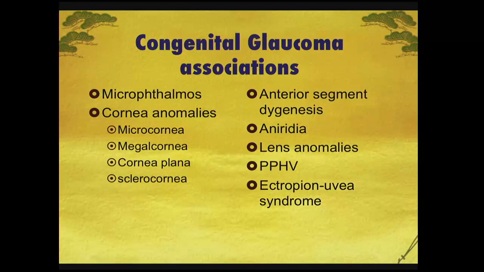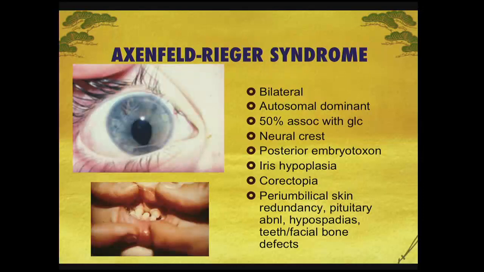Many syndromes of the eye are associated with glaucoma, which makes sense. If there was a problem in development with one part of the eye, there can be a problem with development of the angle. Axenfeld-Rieger syndrome is a bilateral disorder that's inherited in an autosomal dominant fashion. Half the time it is associated with glaucoma. There's problems with development from the neural crest. What you'll typically see is the posterior embryotoxon, which is very obvious in the picture on the top here, extending very far centrally in this eye.